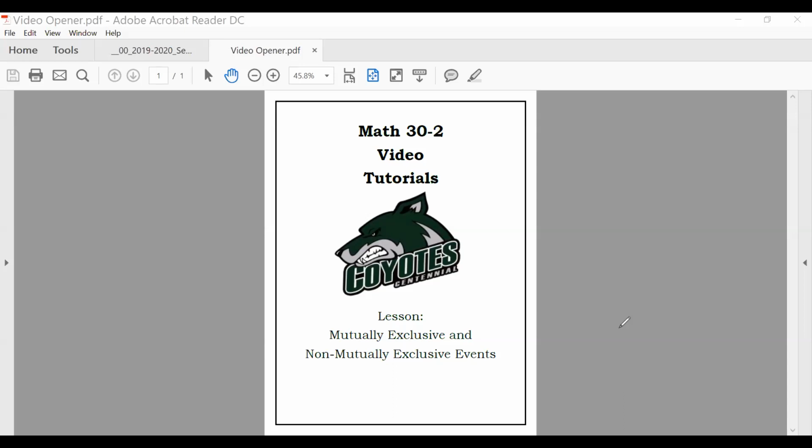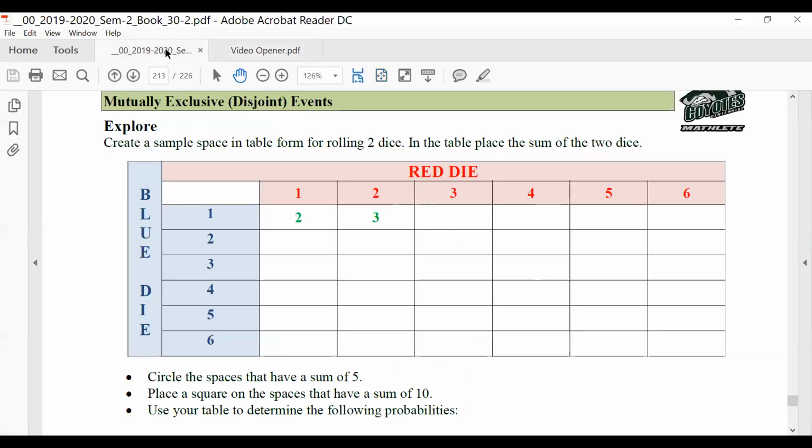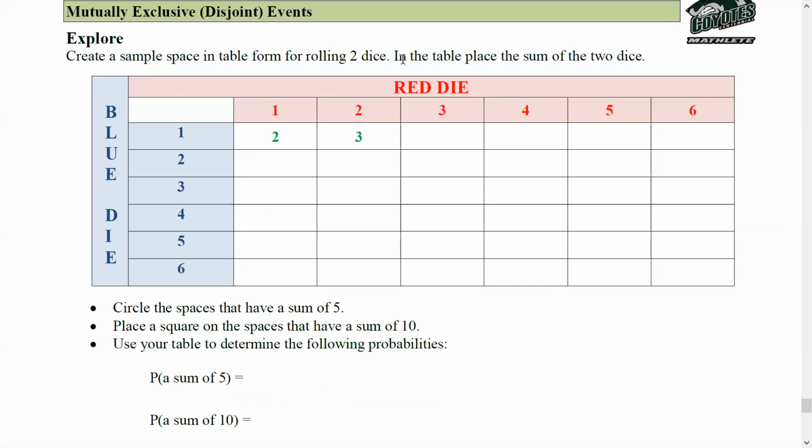That'd be amazing. Okay, friends, here we go. Let's do our final lesson of the year. So we're going to do our final lesson of the year, which is called mutually exclusive, non-mutually exclusive events.